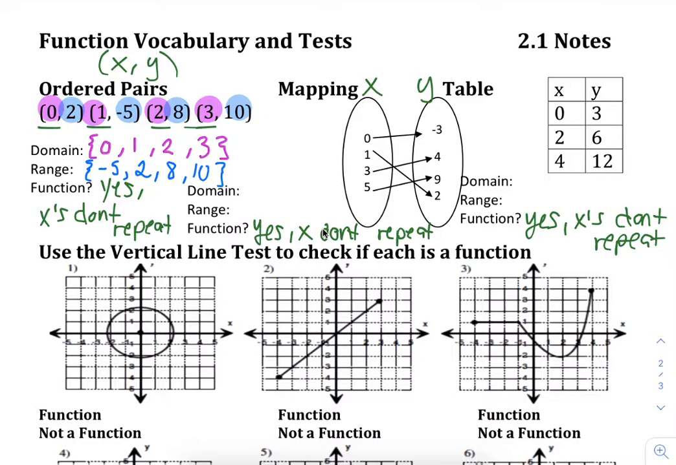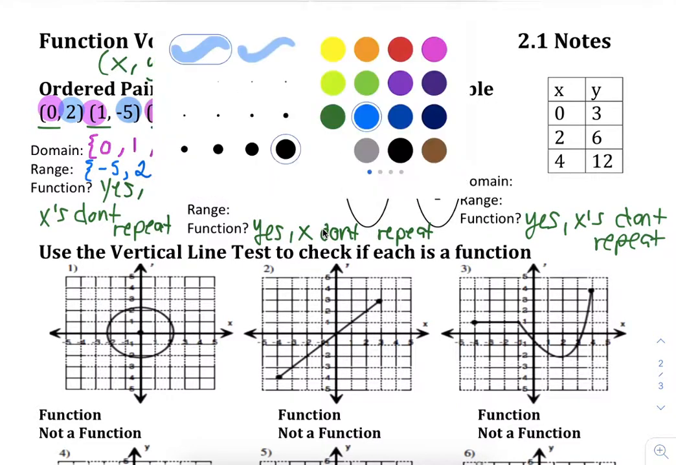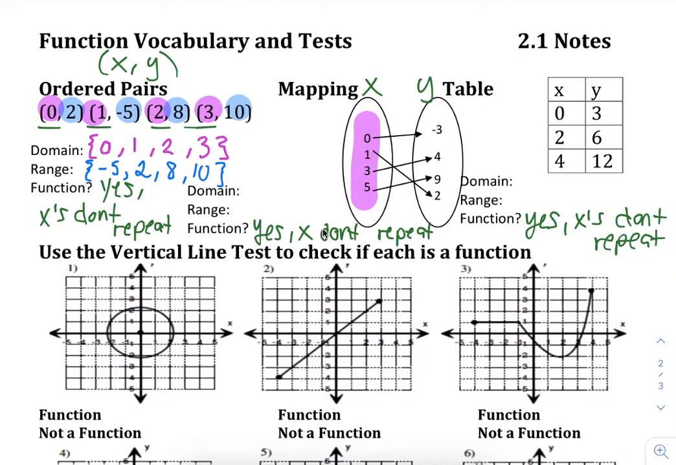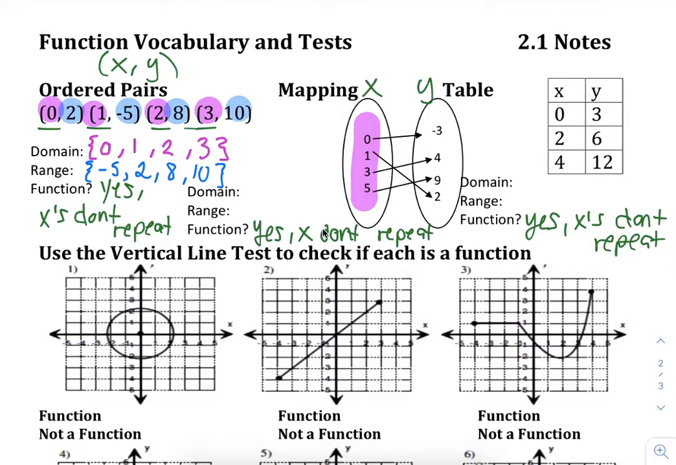Okay? All right, let's do the same thing for the mapping. We're talking about our x's and y's, listing them least to greatest. So these are all grouped up for me. So remember, x's are in the first circle. We list those out. We're going least to greatest. So 0, 1, 3, 5. They are already in order for me.